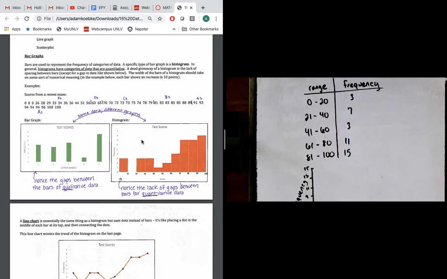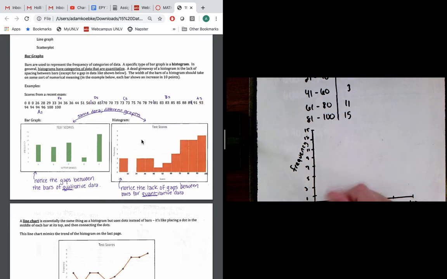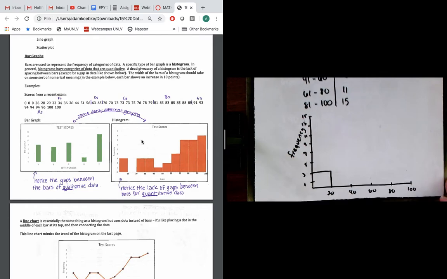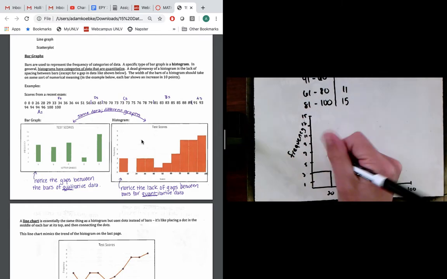So for that first bar, I want to go to a height of 3. That first bar ends at 20, and it starts at the beginning of the distribution. So my first bar is going to look something like this. Then from 21 to 40, I want to make a height of 7.